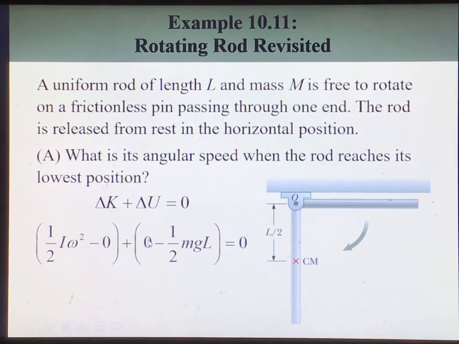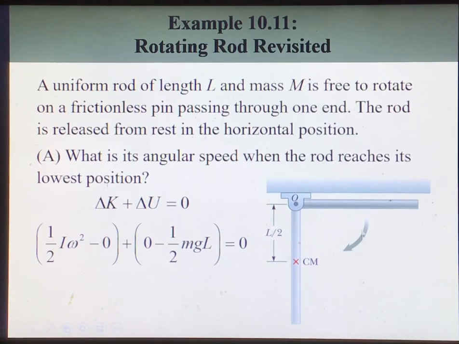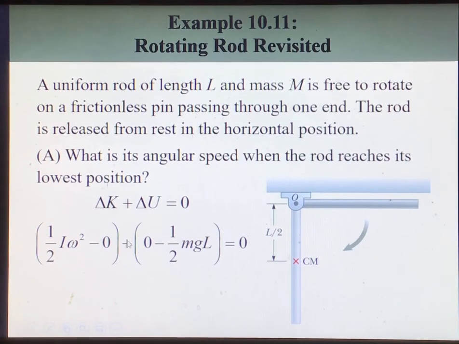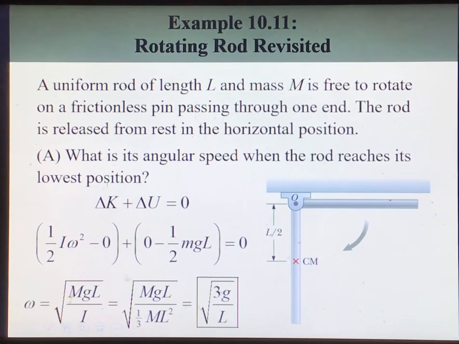So the final potential energy is 0. If we pick this point as my reference point, then at t equals 0, because my center of mass was here, there's a height of L/2 that I can use to calculate the change in the potential energy. So the final value is 0, the initial value is just 1/2 times m times g times L. If I solve this equation, I get my omega value as the square root of 3g over L.